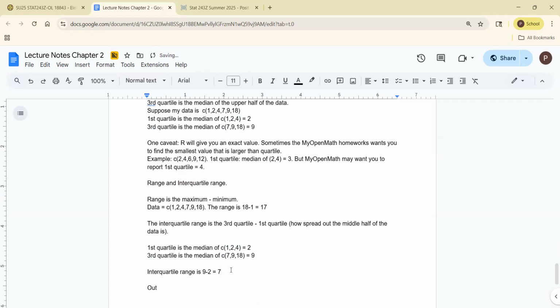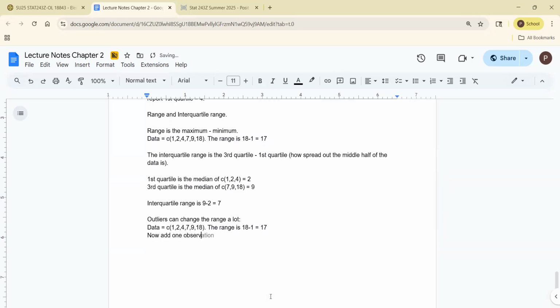I want to give you a little bit of information. Outliers can change the range a lot. So let's use an example. Again, let's take our data, which has a range from 1 to 18, so the range is 17.